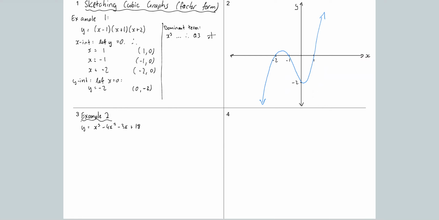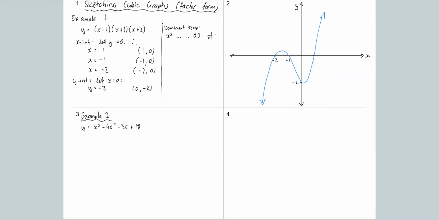Okay, I won't go through in as much detail for the next examples. I might do one more example and then split to a different video for the rest of it. Example 2, x cubed minus 4x squared minus 3x plus 18. Now the problem with this is that it's not in factor form yet. So we're going to have to get it into factor form. So we'll do it the usual way.